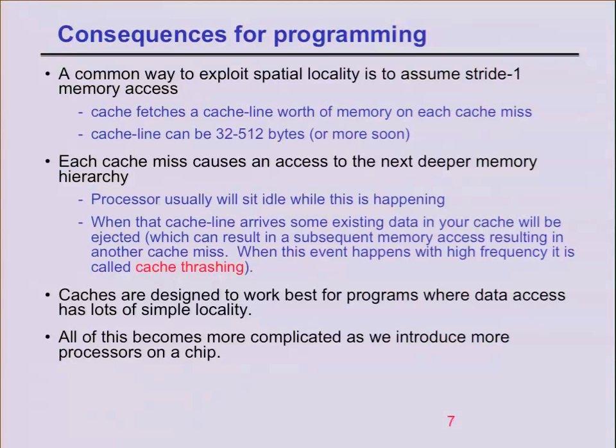Cache miss, on the other hand, the bad news is every time you do a cache miss, you have to go to the next deeper access. And the processor will usually sit idle while this is happening. Furthermore, stuff that you had in memory will get ejected because it needs to make space for the new stuff coming in.